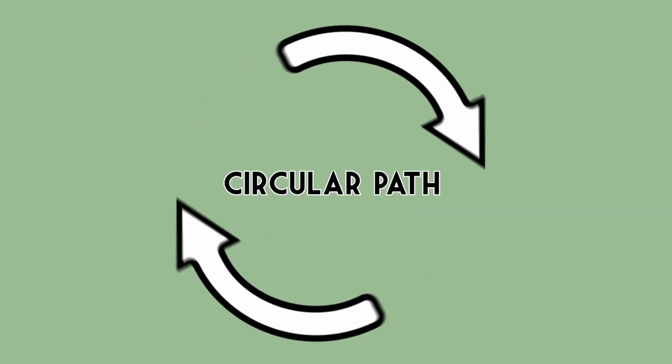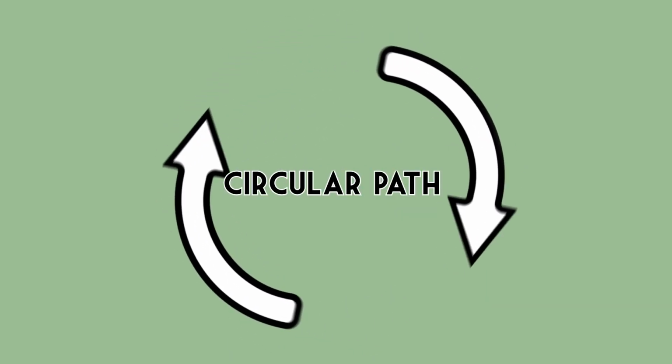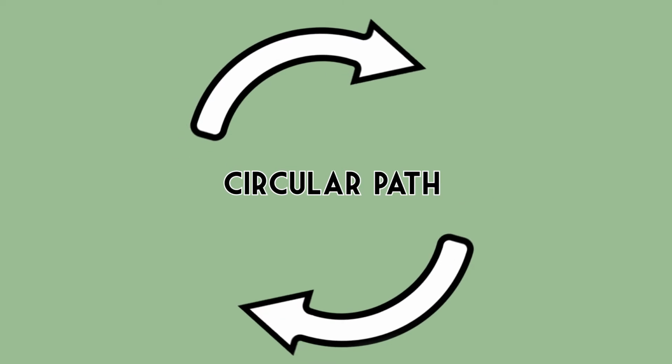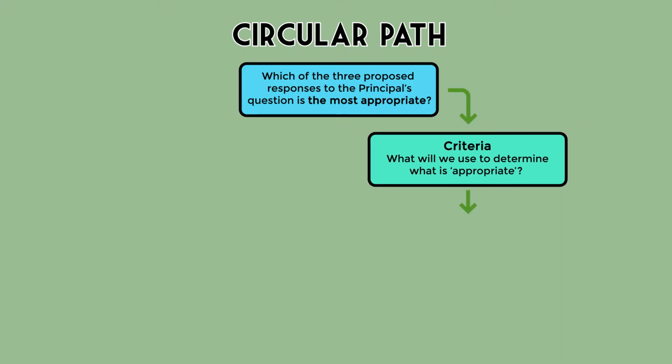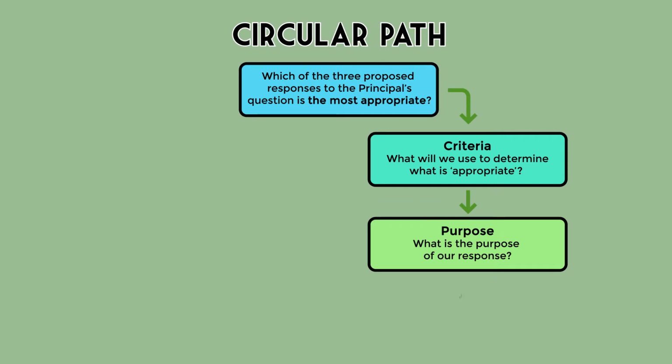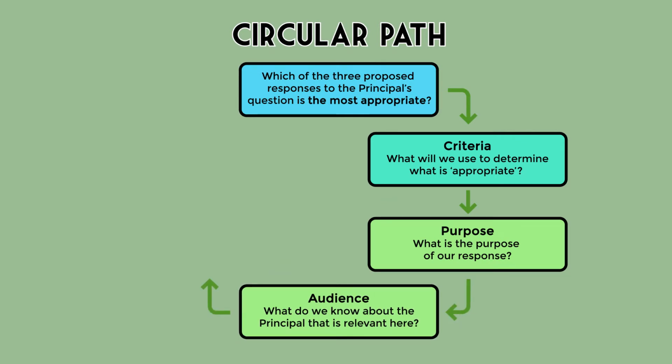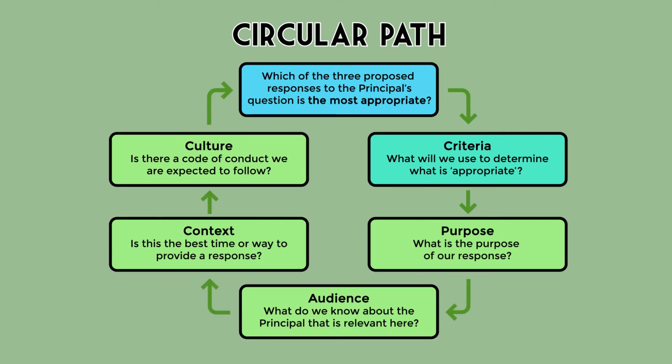3. Circular path. Pose a series of questions that eventually lead back to the initial position or question. For example, if you begin with, which of the 3 responses to the principal's question is the most appropriate? You could pose questions that require students to establish criteria on appropriateness, such as purpose, audience, context, and culture, before returning to the initial question.